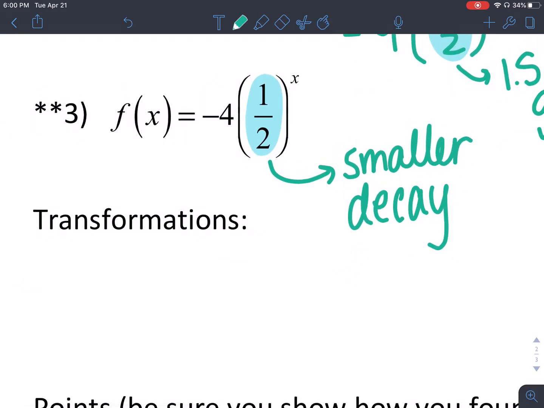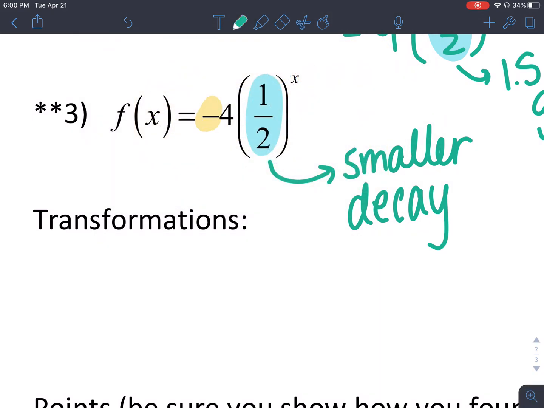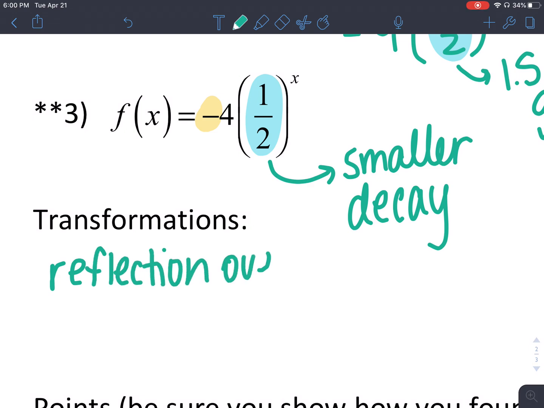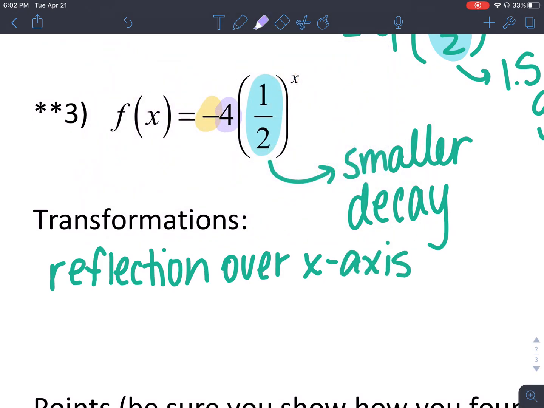Okay, so I know it's going to be a decay. Then I look at my transformations. I have two transformations here. One is that negative. Negative means it's a reflection over the x-axis. And then the next one I see is that 4, and that 4 is going to be a vertical stretch.